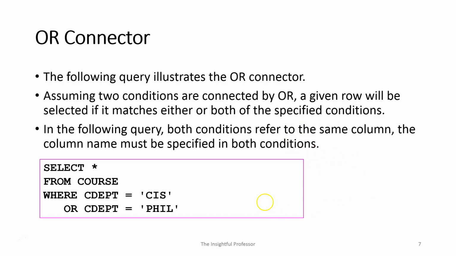Okay, in this particular case, we're looking for those rows in the course table where the department is CIS. That means the course is sponsored by the CIS department. Or the department is philosophy. The course is sponsored by the philosophy department. Note in this particular example, both conditions involve the C department column. As a result, it is impossible for both conditions to be true for a particular row in this example, because within the C department column of a row, you can store one value. You could store CIS, you could store philosophy, but you cannot store both of those values in that single column for a single row. Therefore, it is not possible for both conditions to be true in this query. Let's go ahead and give this a shot.